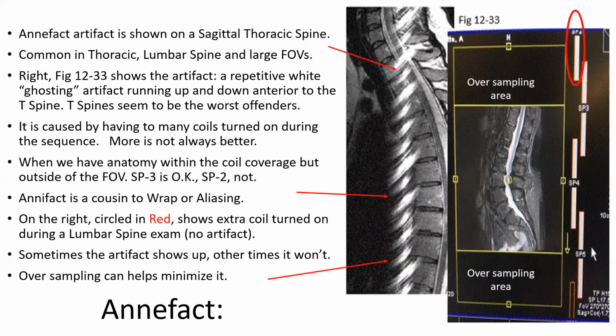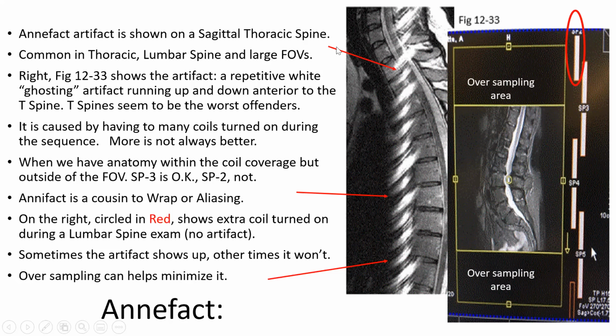And anafact. We see this occasionally, usually on the big fields of view. Maybe you guys have seen this before yourself. It comes from nothing more than having too many coils turned on. So in this particular case, less is more. Over on the far right, there's our field of view on the lumbar spine. And I purposely turned on these extra coils just for the visual, so I could take the picture. So you could get this artifact, anafact, from having an extra coil on that's way outside your field of view.